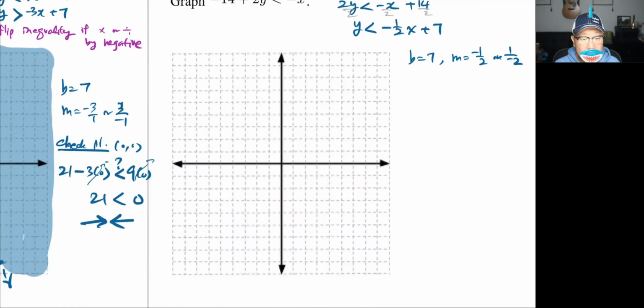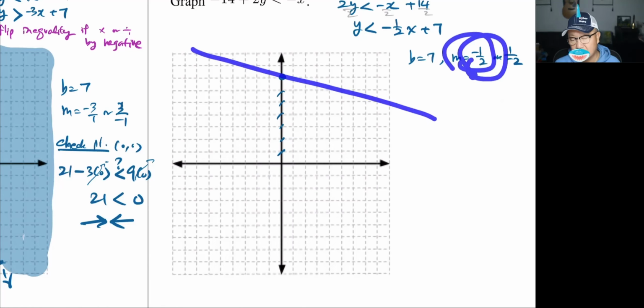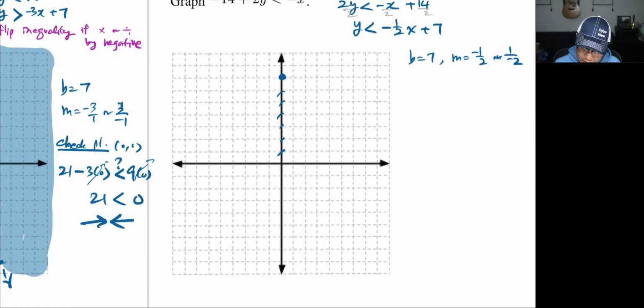Let's count 7. 1, 2, 3, 4, 5, 6, 7. Okay. I don't like where I put it. There you go. That's a little bit better. Now, the first thing is that it's negative, so it must be going down. But because it's half, it's probably not quite as steep, right? But we need to count. We go down 1, left 2. Down 1, left 2. Down 1, left 2. Down 1, left 2. Up 1, left 2. Up 1, left 2.